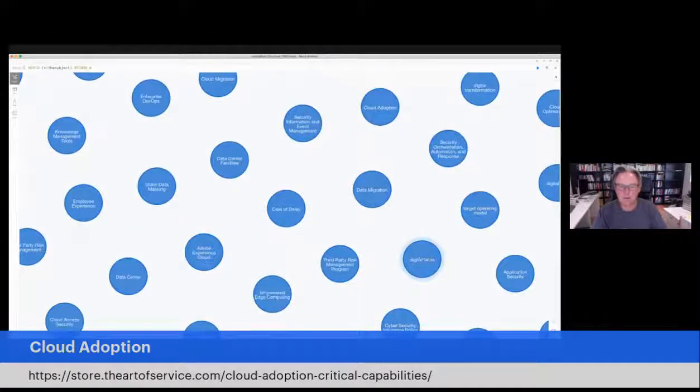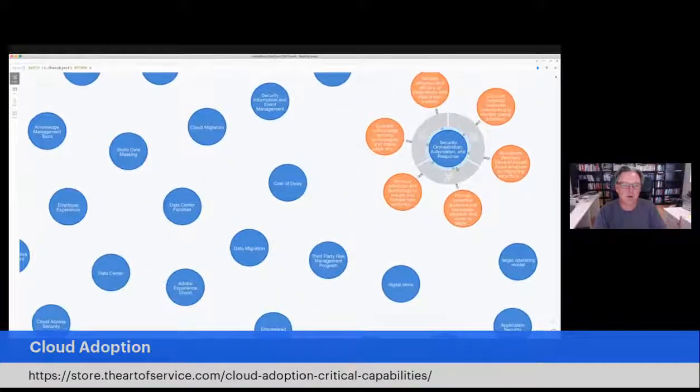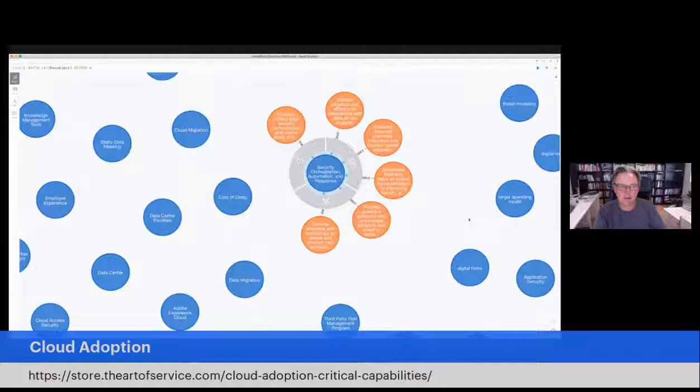Digital twins I've got here on my screen. This one, third-party risk management program, empowered edge computing, data migration, all part of cloud adoption, security orchestration, automation, and response. And if I click on those, you might remember that from yesterday, they fold out and you'll actually get to see what the criteria are that are related specifically to that topic and the questions that are related specifically to that topic. So I'll do one to give you an idea. Security orchestration, automation and response, we'll drag that here in the middle.